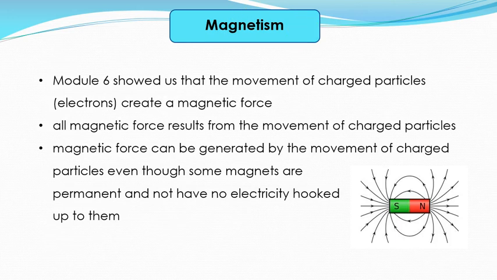In Module 6, we learned that the movement of charged particles, or electrons, creates a magnetic force, and all magnetic force results from the movement of charged particles. So magnetic force can be generated by the movement of charged particles, even though some magnets are permanent and do not have electricity hooked up to them.